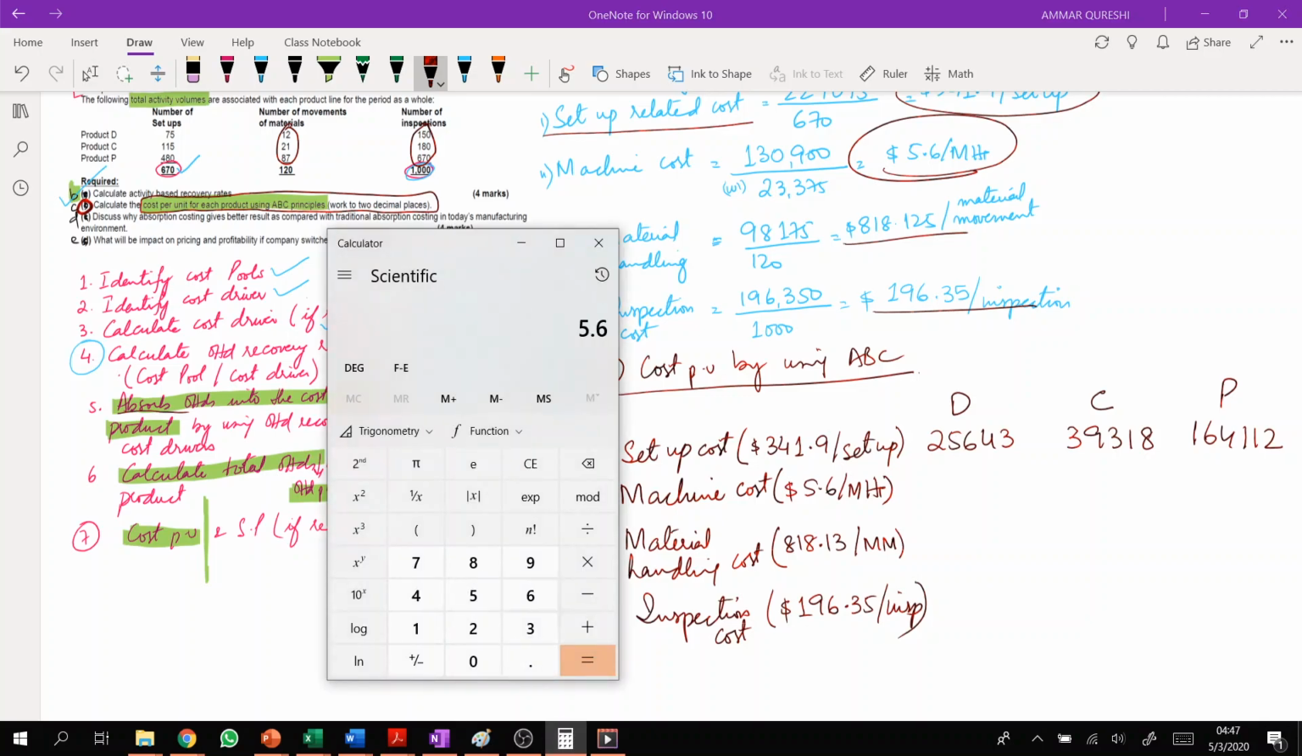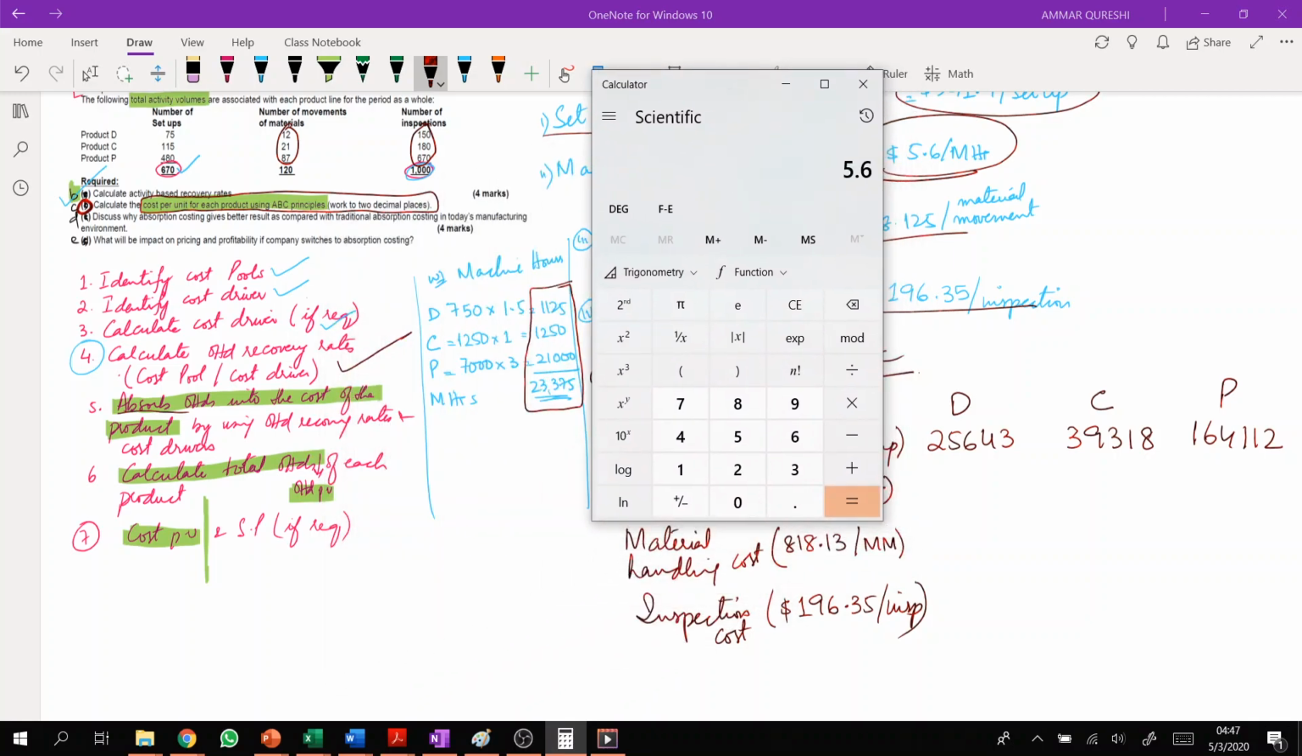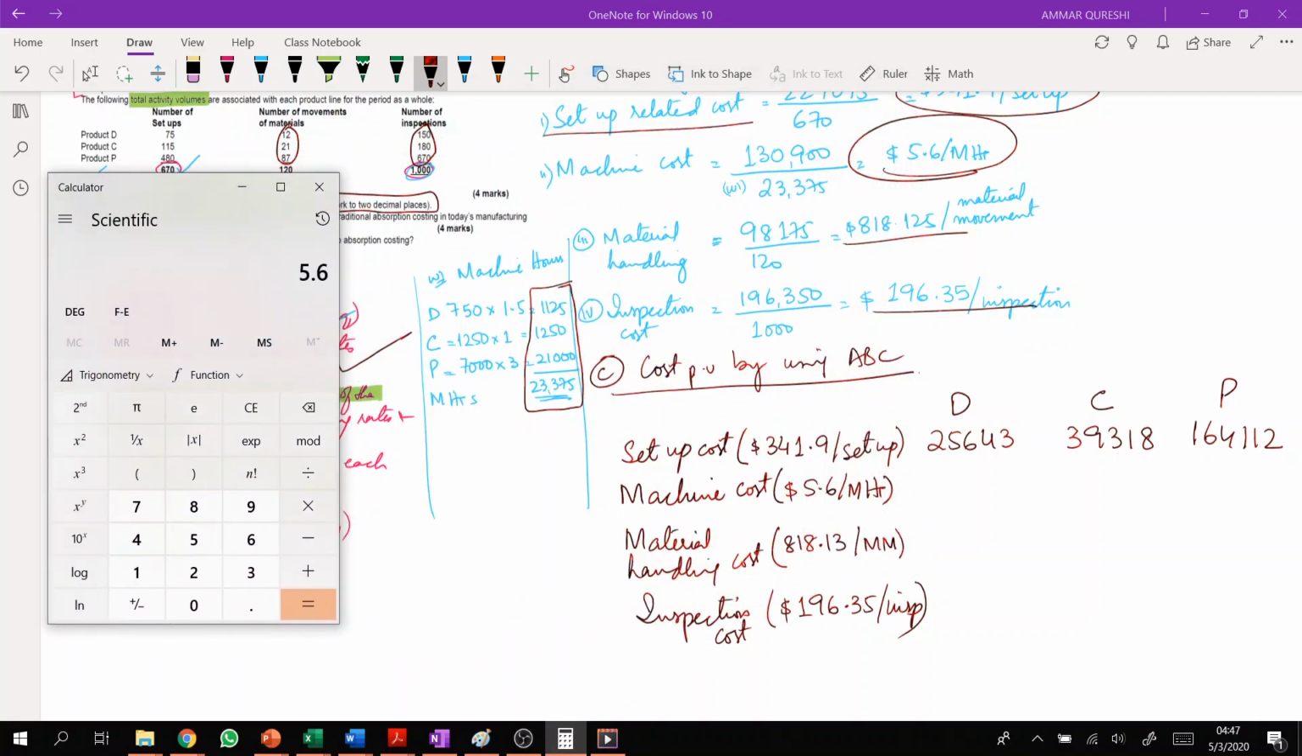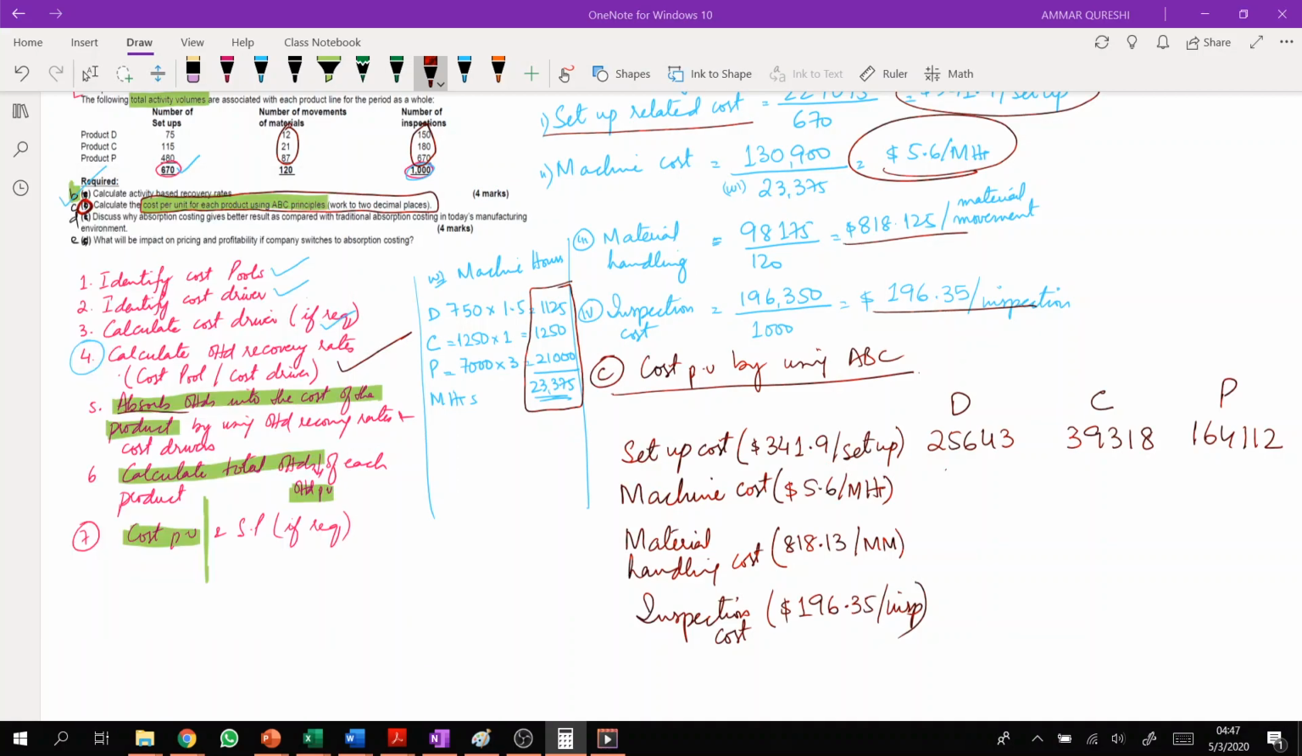So this will be 5.6, the machine related cost, multiplied by 1125, that makes 6300.